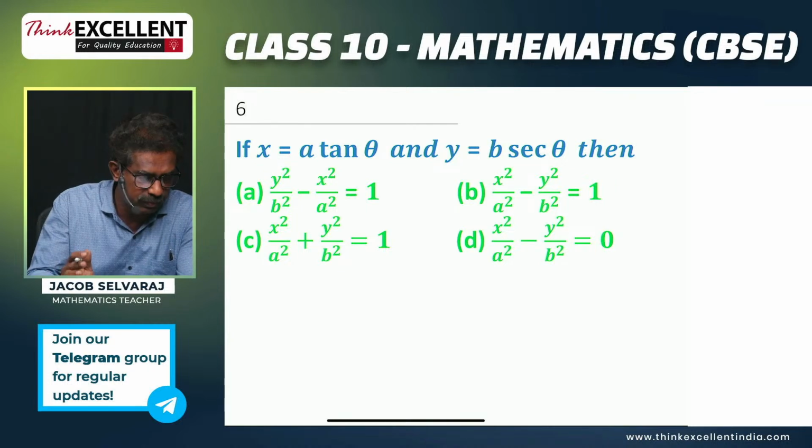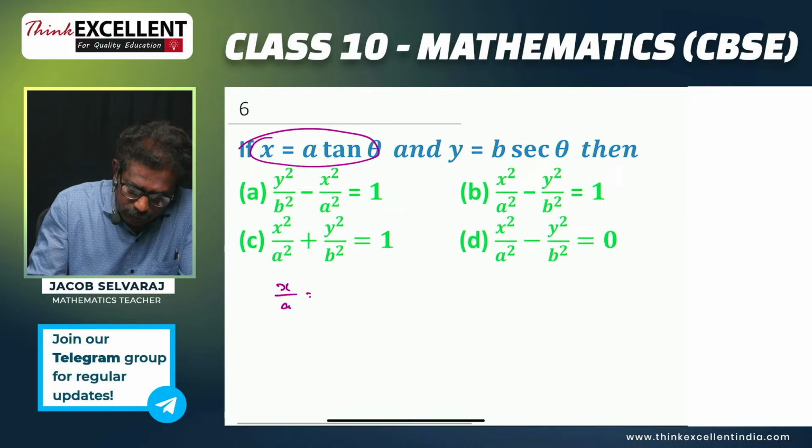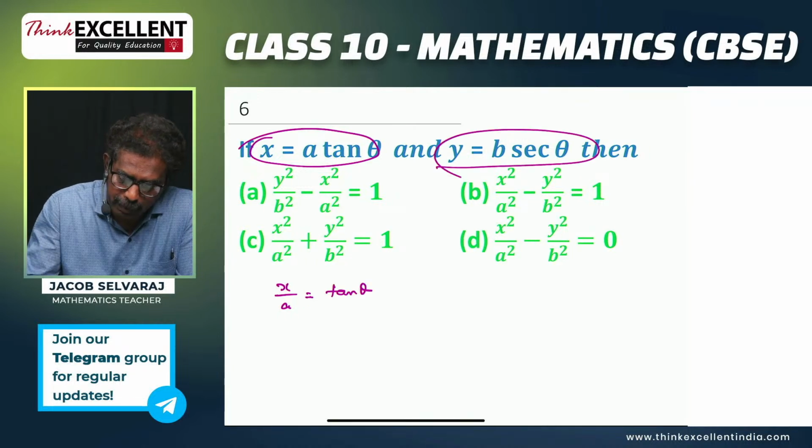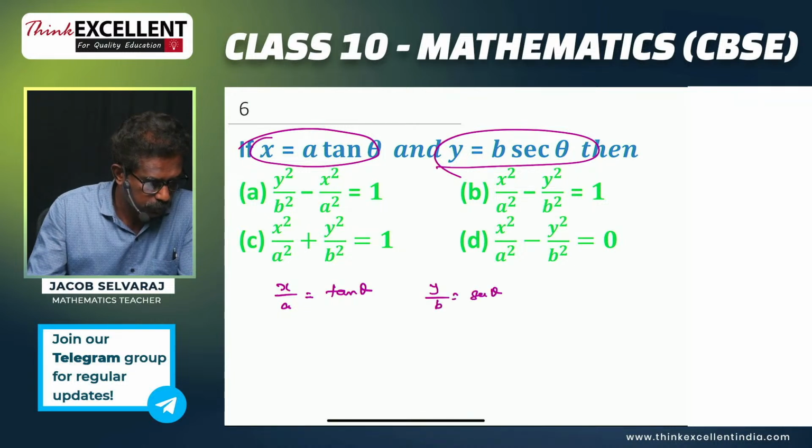So better you first find x square by a square. From the first you can find x by a, x by a equal to tan theta. And from the second you can find y by b, y by b equal to secant theta, right?